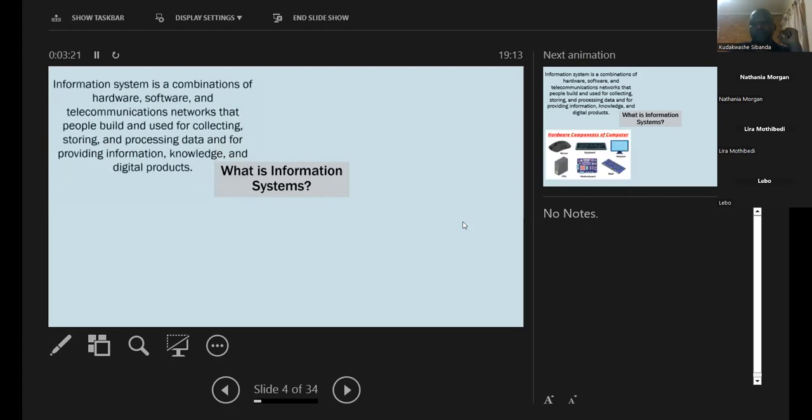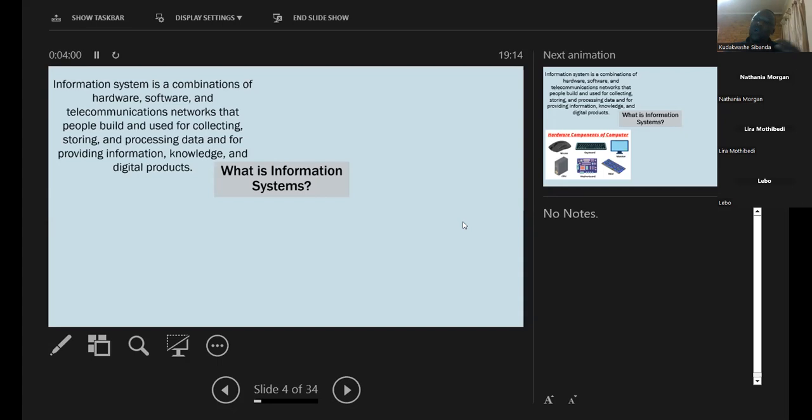An information system is a combination of, one, hardware, two, software, three, communication networks that people build and use for collecting. Remember, we are saying information management is the collection, the storing, the management, and the maintaining of information. So they use information systems to do that. It's a combination of hardware, software, and telecommunication networks that the company uses to collect the information, to store the information.